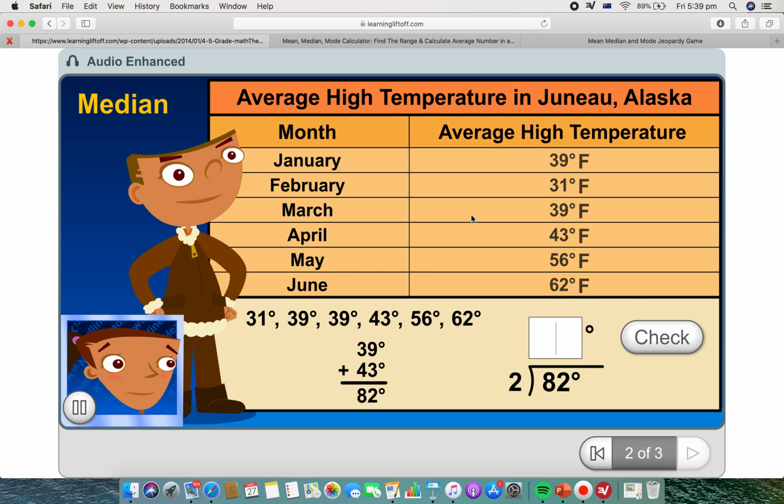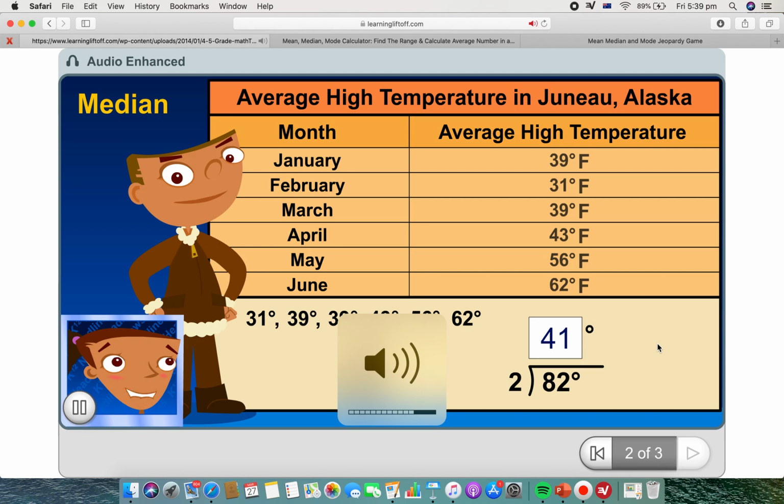Okay, so it's 41. Great job! To find the median of the data set, you found the average of the 2 middle values, which is 41 degrees. Very informative. Thank you, Alex, for explaining how to find the median. You bet!